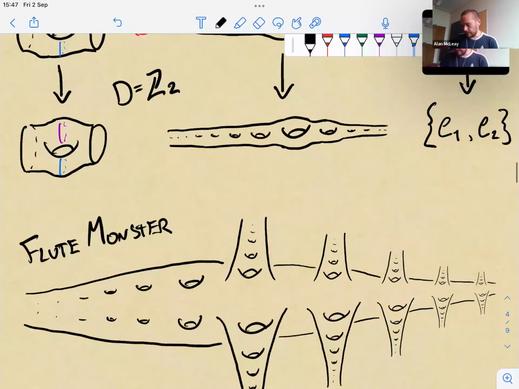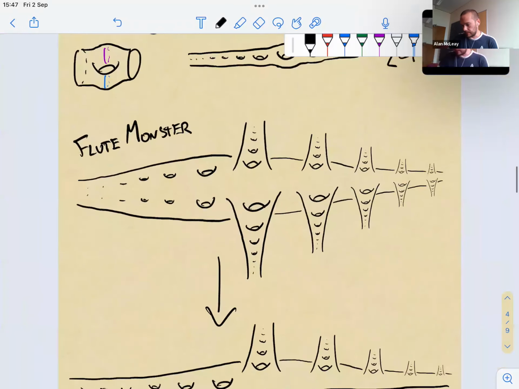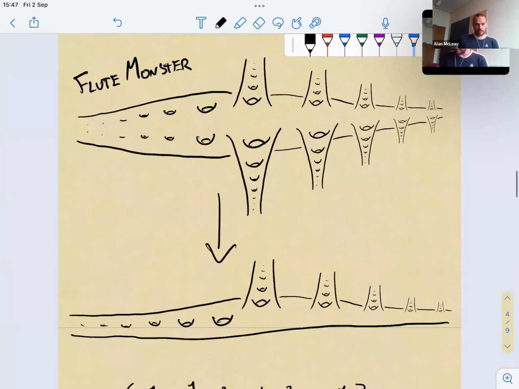Let's zoom out a bit. It's a big surface. Back to our float monster, which I've drawn kind of differently. I've drawn it so you can maybe hopefully see the cover I'm thinking of a bit better. As always, there's some axis of rotation that the deck group works with. It's going to spin this whole thing like this.